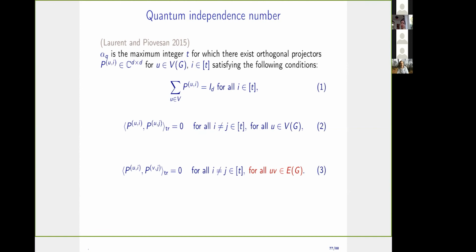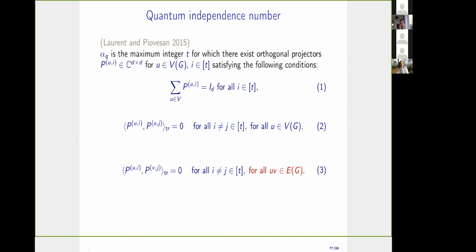And then for the quantum independence number, there are several definitions out there. I had to read quite a bit because I'm not an expert on it. There are definitions using non-local games, more algebraic definitions, and more combinatorial definitions. The one that was better for us for the proof was the definition that Laurent and Piovesan proposed. First let me give you the definition of the quantum independence number, and then you will see how this naturally extends to the quantum k-independence number.